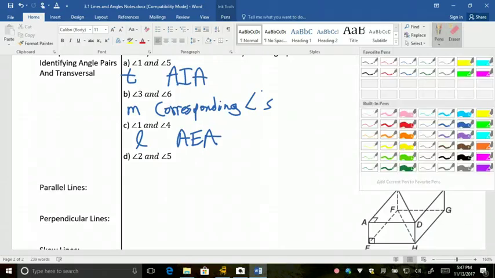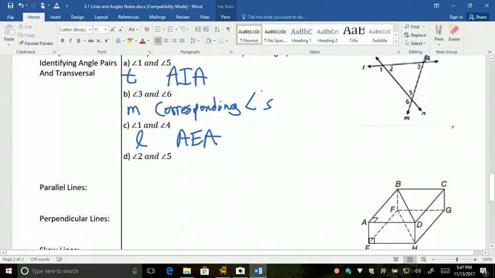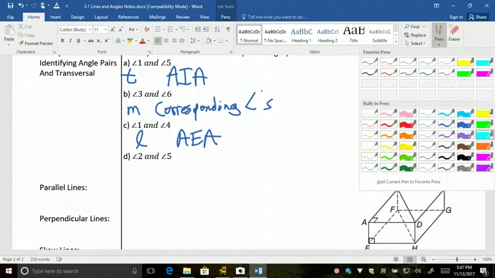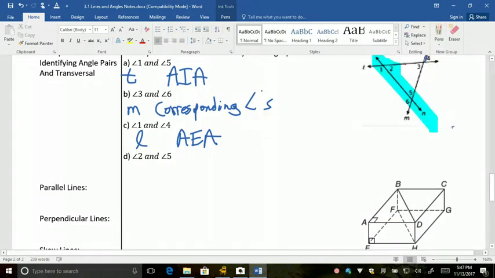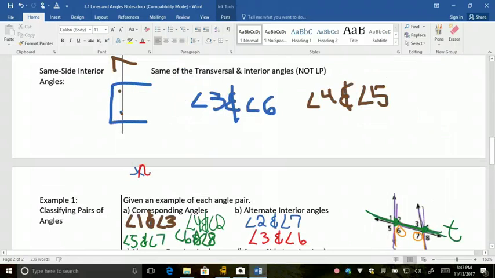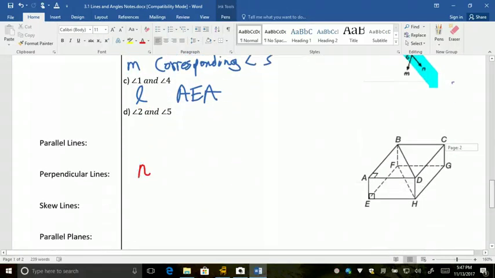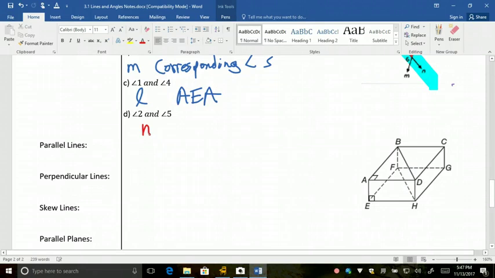For our last one, hopefully you got this one right also, when I trace the vertex for 2 and the vertex for 5, they are on transversal N. When I trace 2 and I trace 5, they're both on the inside of the other two lines, and they're on the same side. They're actually inside the letter C. So the transversal is N, and angles 2 and 5 are same side interior, which we abbreviate SSIA for same side interior angles.